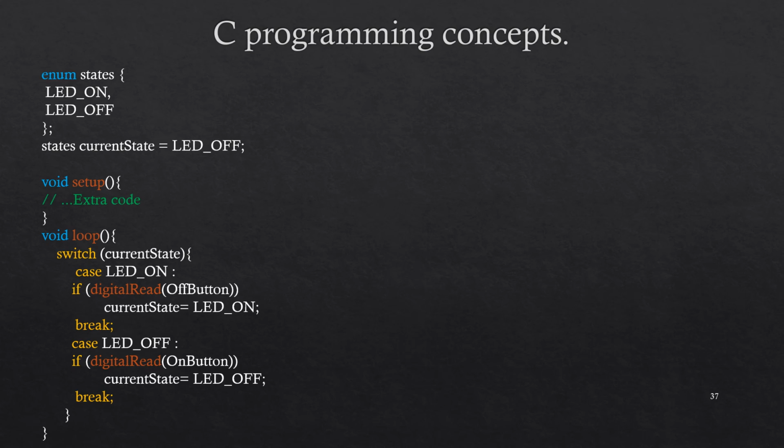Now let's go for the programming of this solution. We have written this program which will do the same thing as the design of our diagram. First, we have defined an enum of all the states. We call it states, and it has all the states of the system. It has the LED on and the LED off. Then we have made a variable of that enum, or of that data type, and we have assigned LED off as the start state.